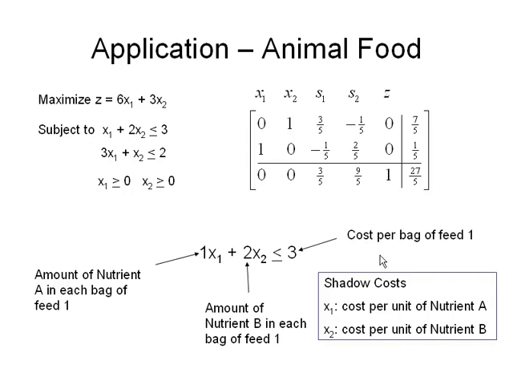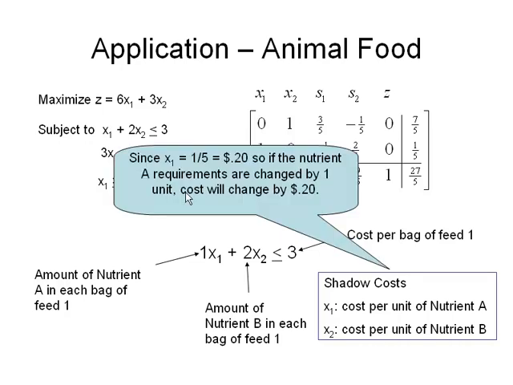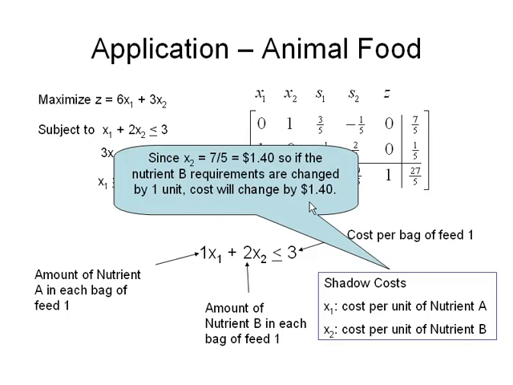When I find out what x1 and x2 are, I can use that to help me understand what's going on in the problem. We had that x1 was 1/5, so 20 cents or $0.20. What that tells me is if the nutrient requirements for A were changed by 1 unit, the cost would change by 20 cents, because this is the cost per unit of nutrient A. So an increase of 1 unit of nutrient A means the cost would go up by 20 cents.